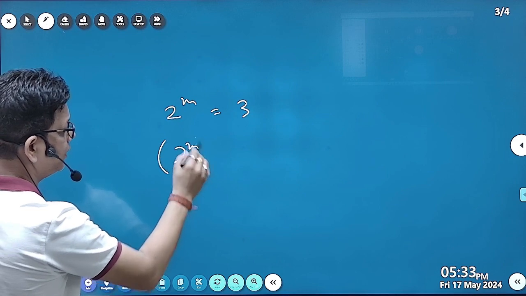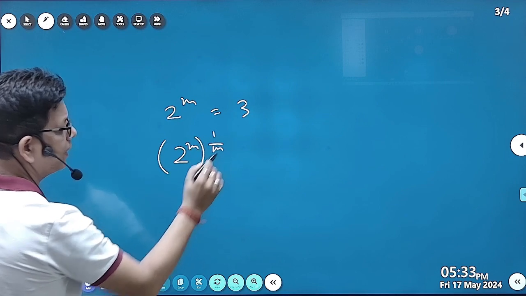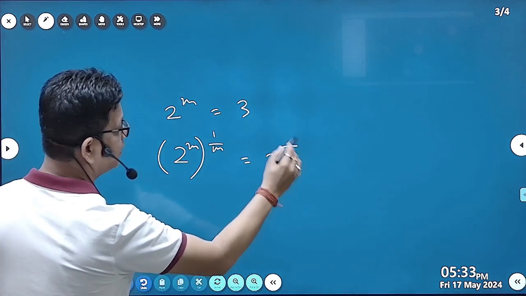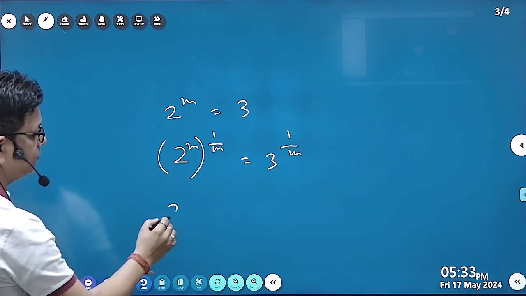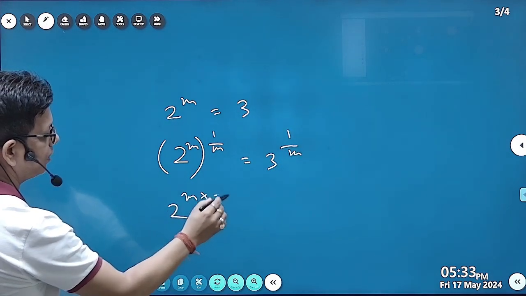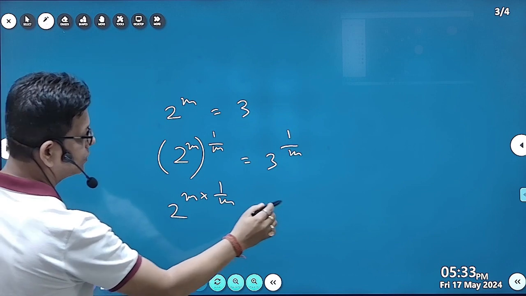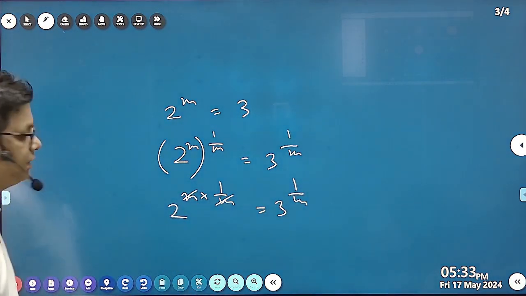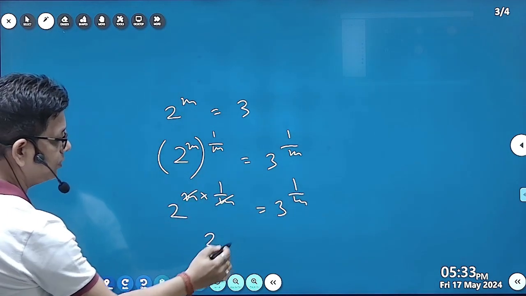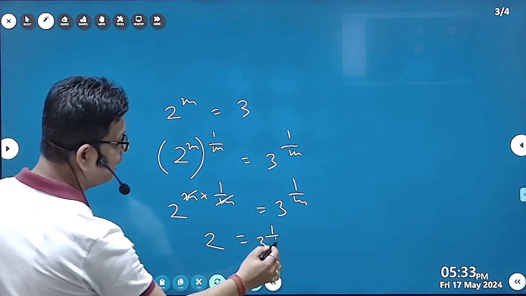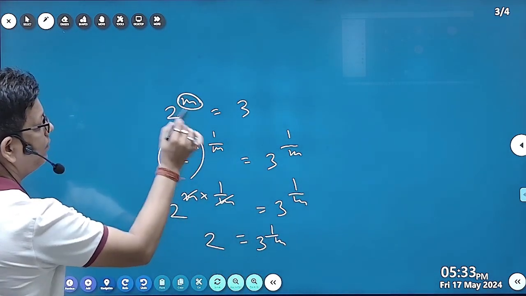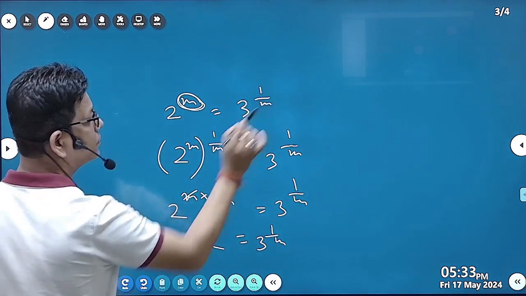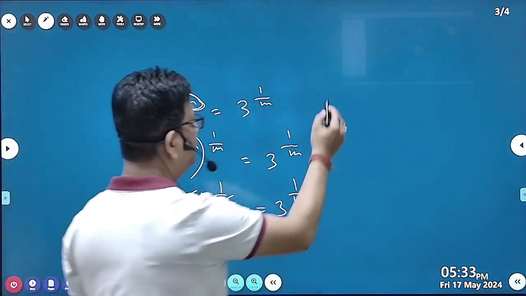It was 2 to the power m. Now we have to multiply by 1 by m. Then m into 1 by m will be 1, yes or no? So this will be 2 to the power 1 by m times m. Now these m and m get cancelled. So what is left? 2 to the power 1, so there is only 2, and 3 to the power 1 by m. So what I said, directly, when you remove the m here, 1 by m comes. Getting it?